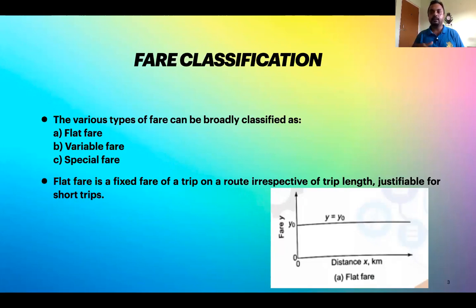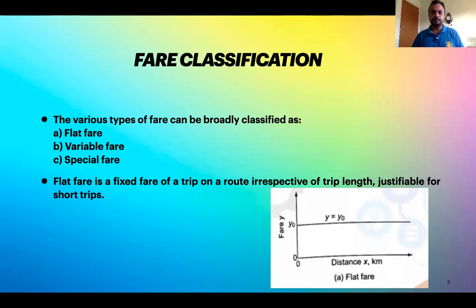What is flat fare? If suppose from A to any point in that particular route, you pay 20 rupees per person, then that is called flat fare. If you move for 2 kilometers, you will pay 20 rupees. If you move for 15 or 20 kilometers, you pay 20 rupees. That is the flat fare.